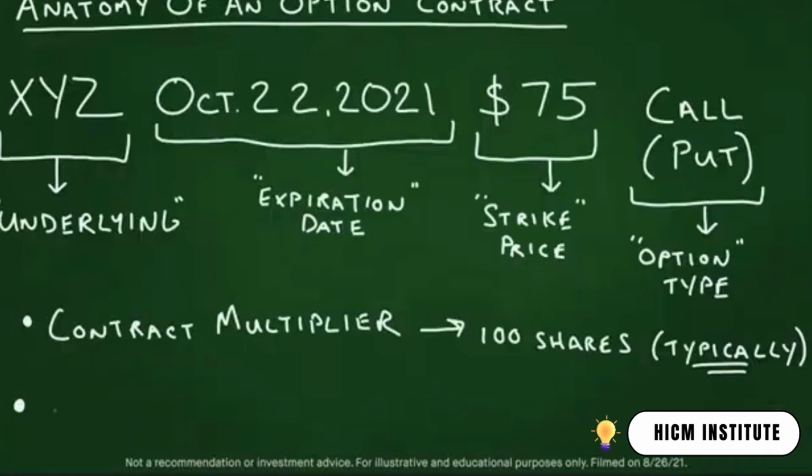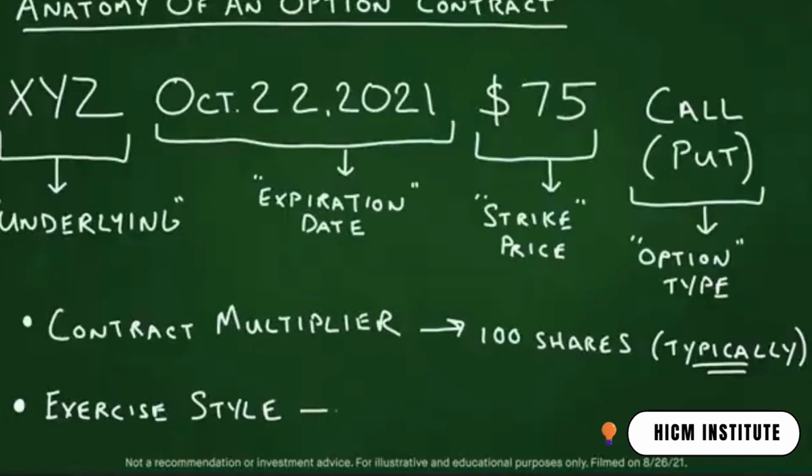And the last thing I want to point out is exercise style. Now, we're not talking about a workout here. We're talking about how and when you can exercise your right under the contract. And we call this 2 different terms, American and European style options. Now, this has nothing to do with where the options are traded. They're just a way to label the type of option you're trading.